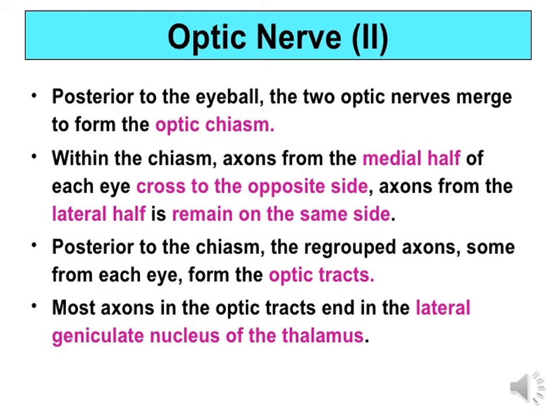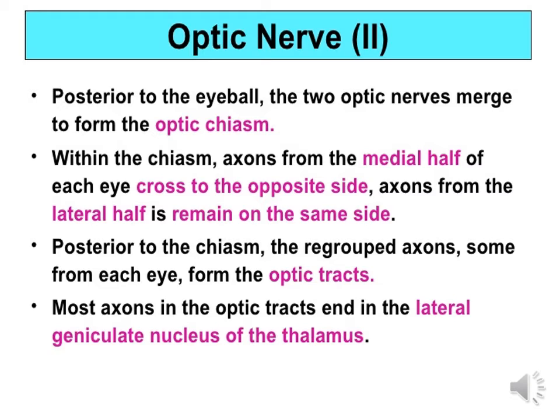Posterior to the eyeball, the two optic nerves merge to form the optic chiasm. Within the chiasm, axons from the medial half of each eye cross to the opposite side. Axons from the lateral half remain on the same side. Posterior to the chiasm, the regrouped axons from each eye form the optic tract.